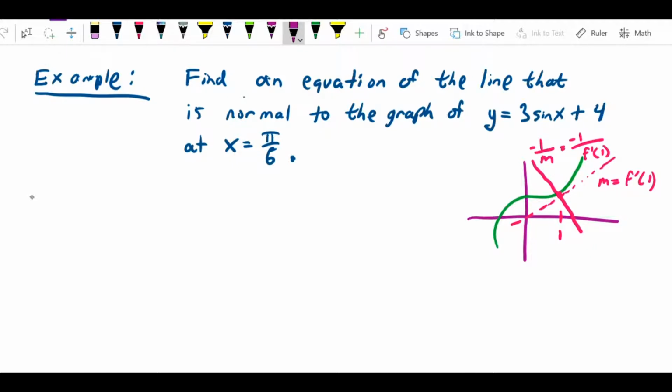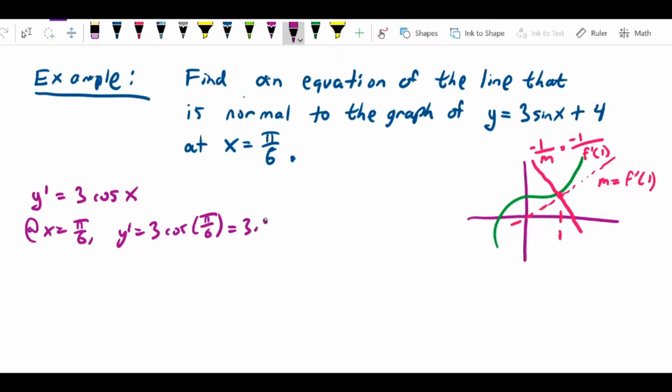What we can see is that if y equals 3 sine x plus 4, then y prime is equal to 3 cosine x, and since we have a constant, we don't have to add anything, so it's just y prime equals 3 cosine x. So at an x value of pi over 6, y prime is equal to 3 cosine of pi over 6. That's equal to 3 times root 3 over 2, or written a little bit more cleanly, 3 root 3 over 2.